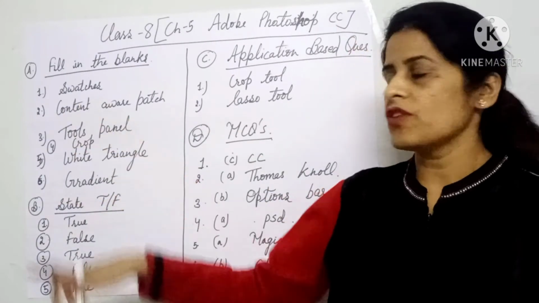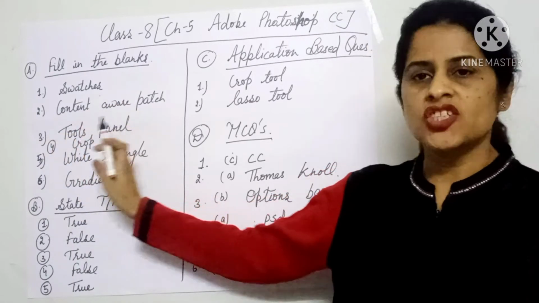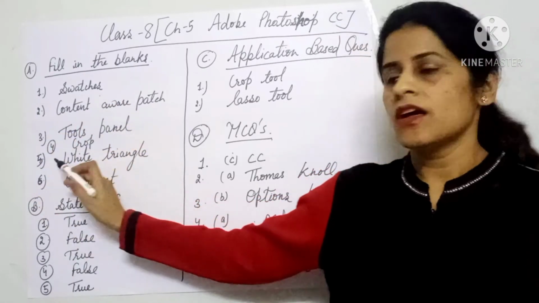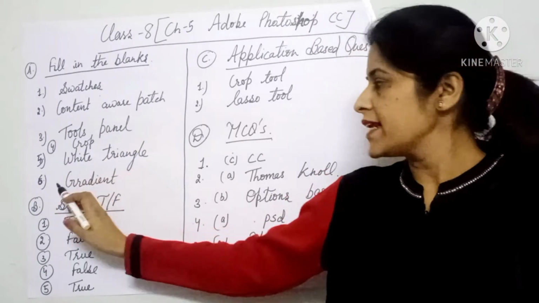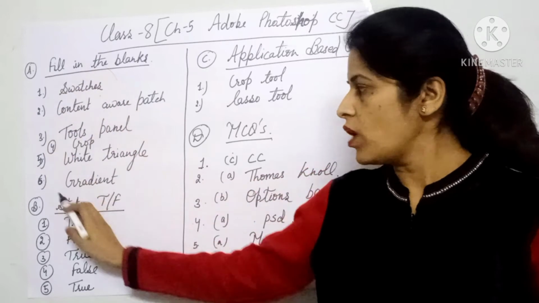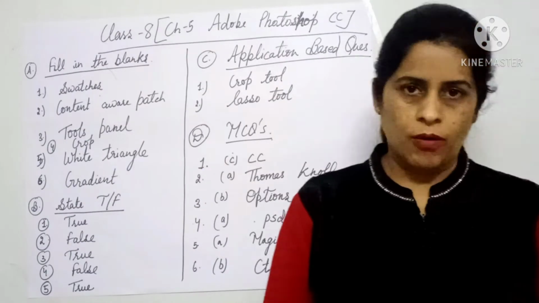So the answer of the filling the blanks is: first is swatches, second is content aware patch, third is the tools panel, fourth is crop, fifth is white triangle, and sixth is gradient. This is all about the filling the blanks of this chapter 5 Photoshop.